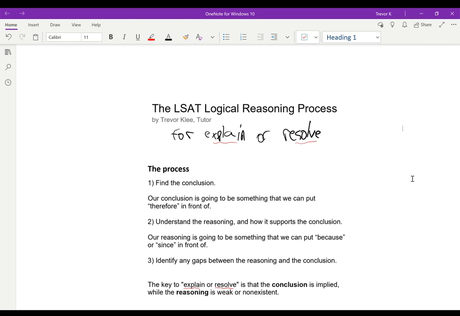I think this is important because a lot of my students tend to get tripped up on these sorts of questions. They don't really understand how they fit in with normal logical reasoning questions. So I'm going to explain how I tackle them.